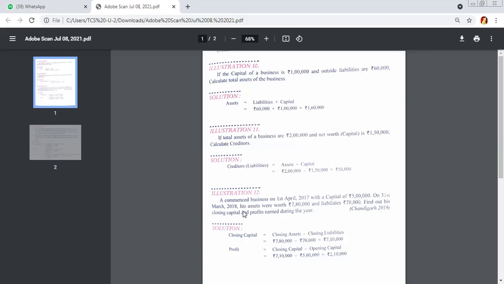The next is illustration number 12. A commenced business on 1st April 2017 with a capital of rupees 5 lakh. On 31st March 2018, his assets were worth rupees 7,80,000 and liabilities rupees 70,000. Find out the closing capital as well as profit earned during the year. Please look at this very carefully. We have to calculate the closing capital, so we require the closing assets as well as closing liabilities, and closing assets and liabilities are given to us.